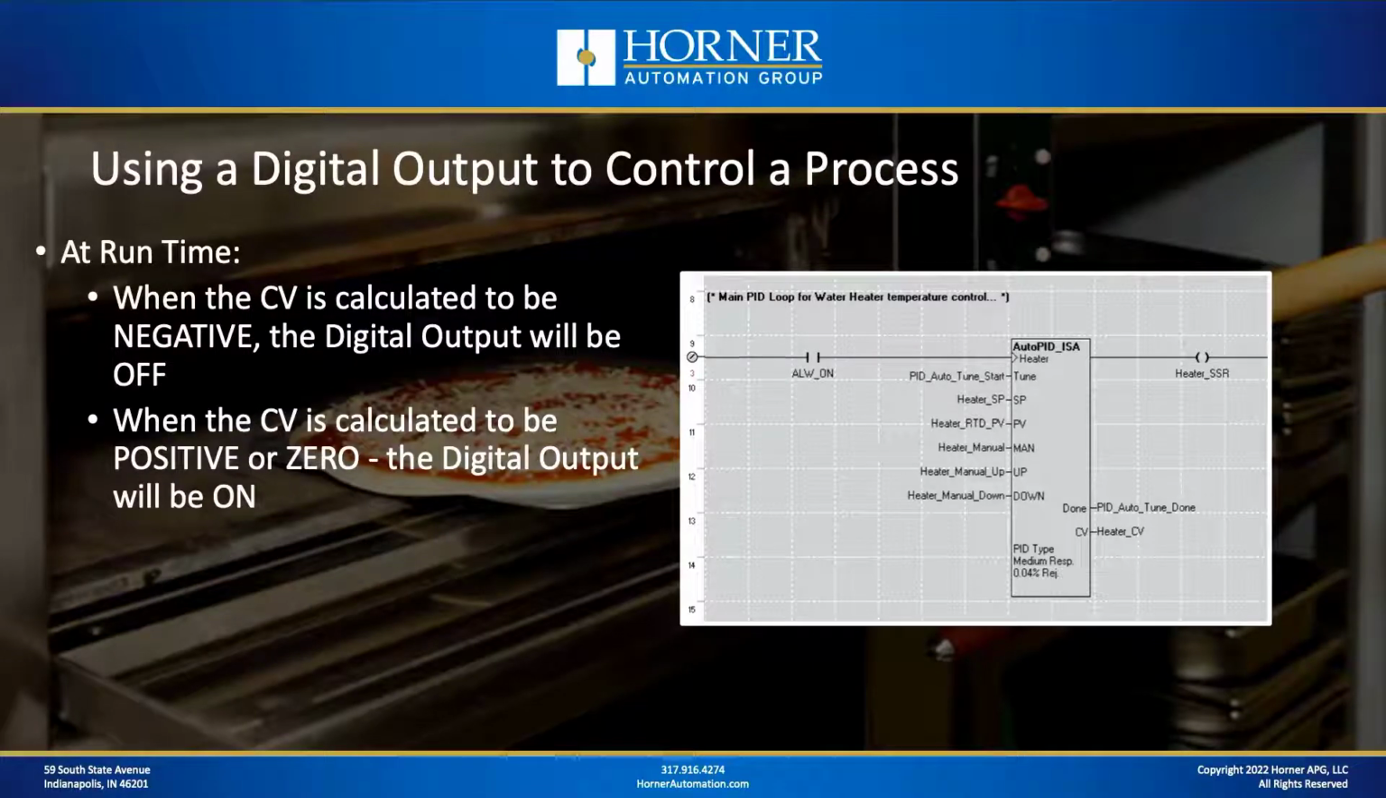Okay, now at runtime, what's going to happen? Well, the OCS PID loop is still going to calculate an integer value for the CV, the control variable. But it's going to turn the output on if that control variable value is 0 or above. If it's negative, it's going to turn the output off. All right, so that's what's going to happen at runtime.